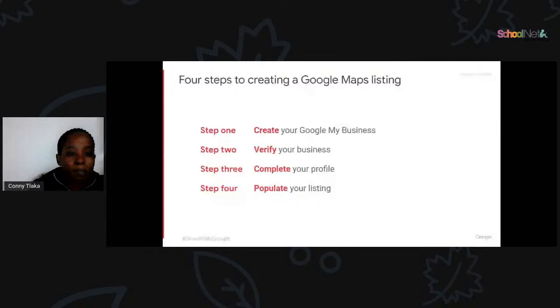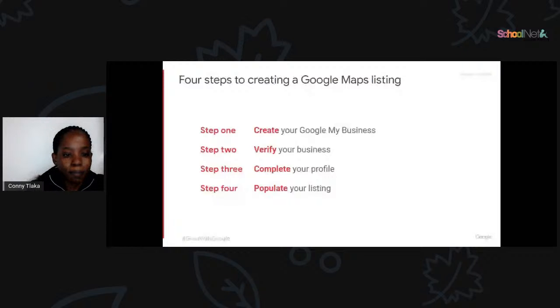Step one, you need to create your Google My Business. Step two, you need to verify your business. Step three, you need to complete your business profile. Step four, we need to populate our listing. So now we're going to learn about those steps of Google Map.